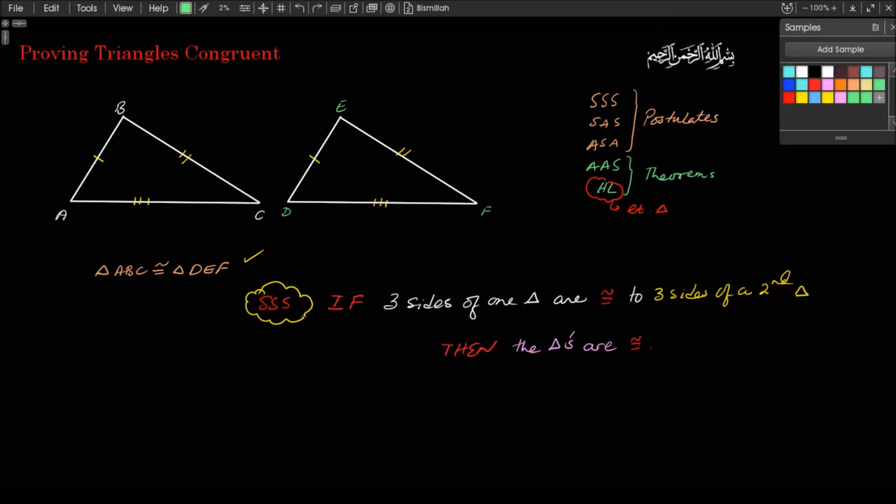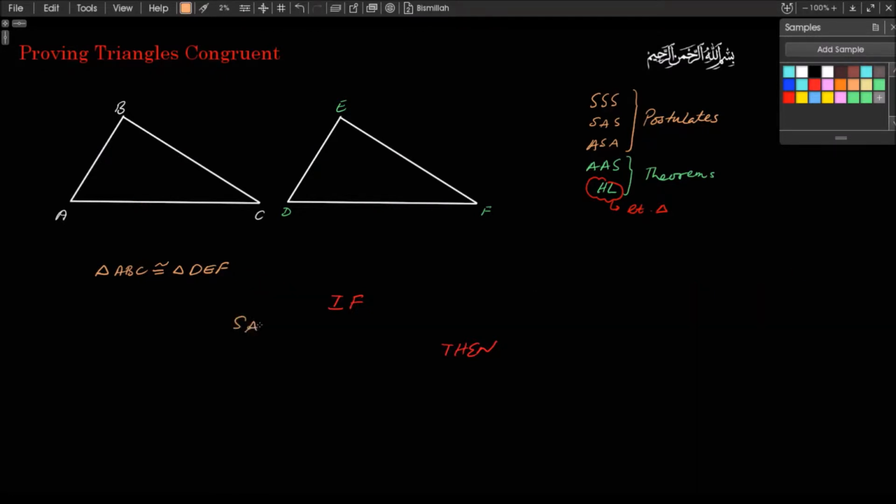The side, side, side triangle congruence postulate states that if 3 sides of one triangle are congruent to 3 sides of a second triangle, then the triangles are congruent. Now, if I ask a student how they know these 2 triangles are congruent, and they say side, side, side, and I ask them what side, side, side means, they are speechless because they don't know how to articulate that. But we need to be able to articulate what side, side, side triangle congruence means, and you state it in the form of a conditional statement: if 3 sides of one triangle are congruent to 3 sides of a second triangle, then the triangles are congruent.